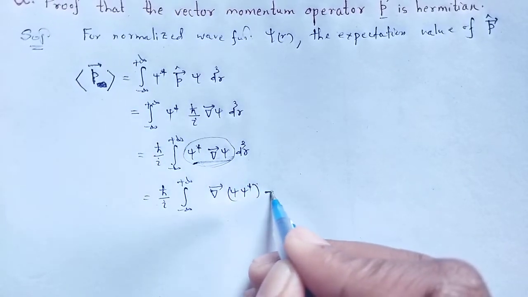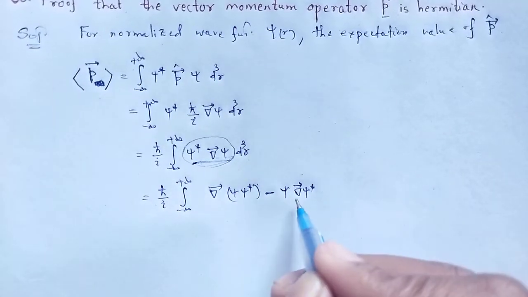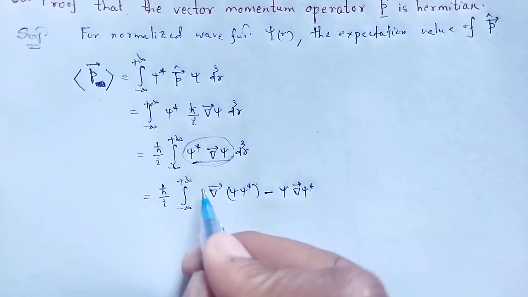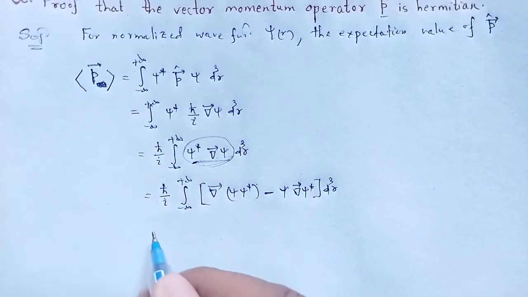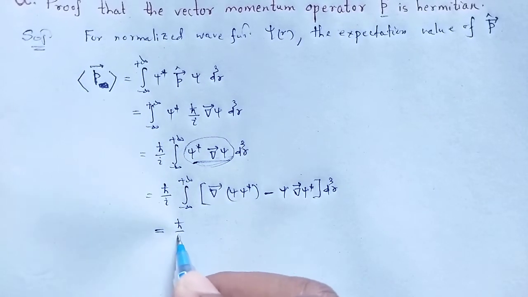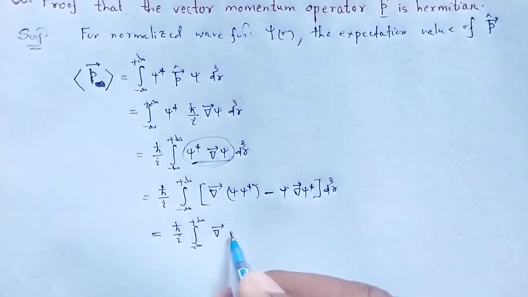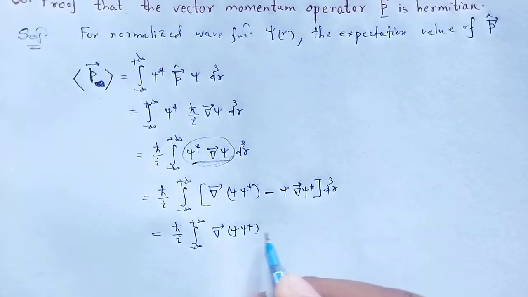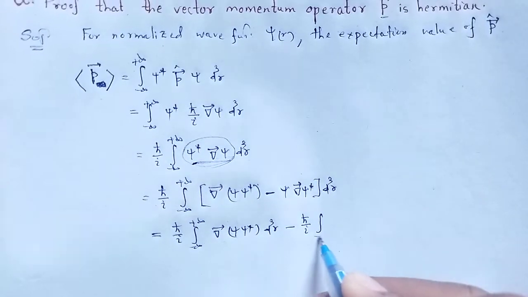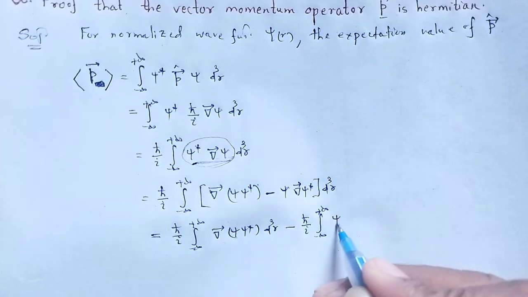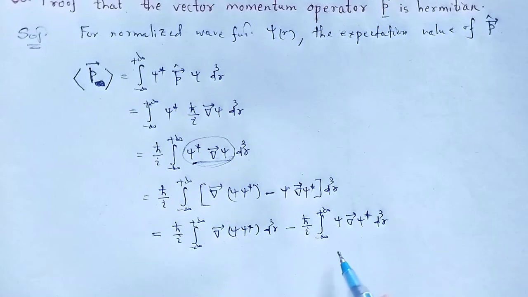Therefore, we have to eliminate psi grad psi star here, then we get that term d³r. Okay, separating these two: ħ/i integration from minus infinity to plus infinity grad psi star d³r, minus ħ/i integration from minus infinity to plus infinity psi grad psi star d³r.